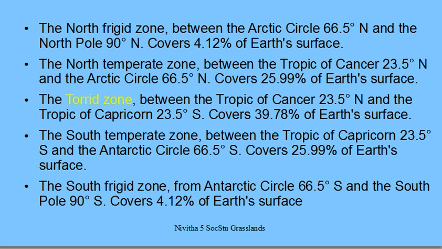The Torrid Zone is from the Tropic of Cancer to the Tropic of Capricorn. This is the Torrid Zone. This is almost the hottest region where we have the rainforests and the deserts. We have already seen the rainforests and the deserts. Now we will have to look at the North Temperate Zone and South Temperate Zone.